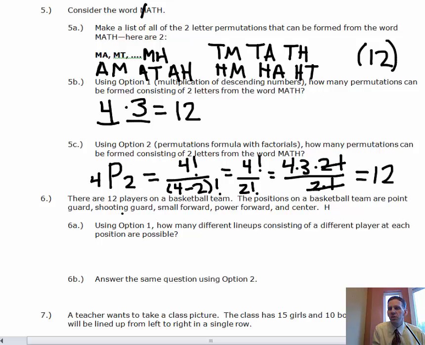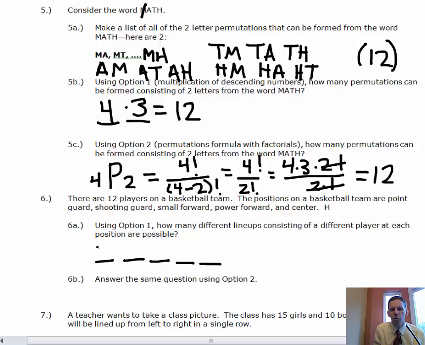For number 6, there are 12 players on a basketball team. Positions on a basketball team are point guard, shooting guard, small forward, power forward, and center. Using option 1, how many different lineups consisting of a different player at each position are possible? Well, one thing you could do is list the 5 positions.